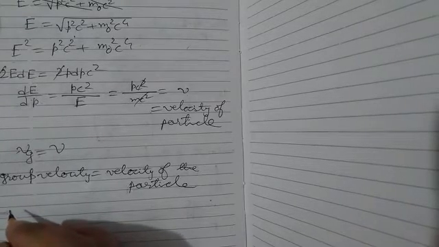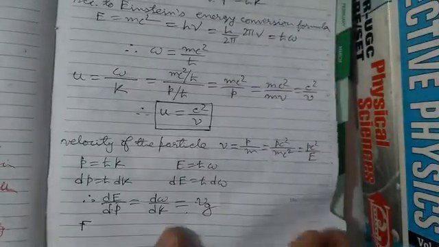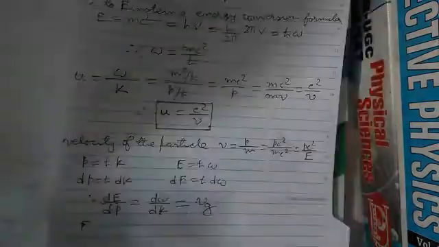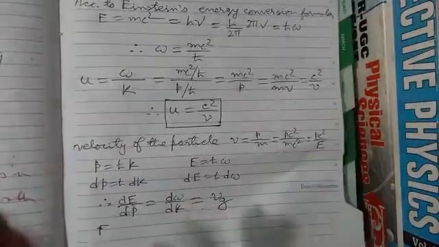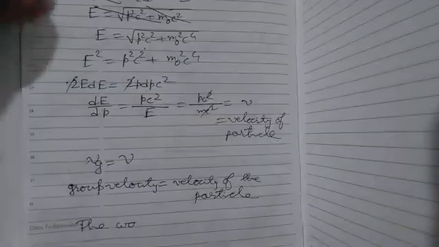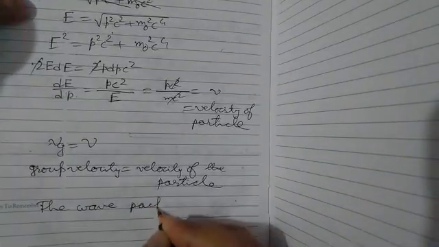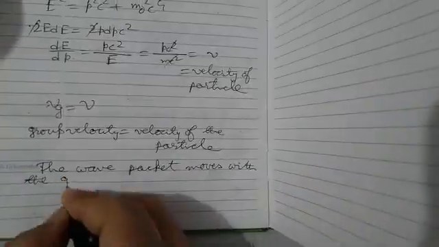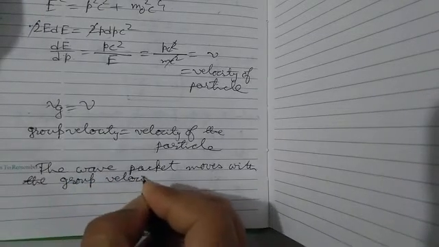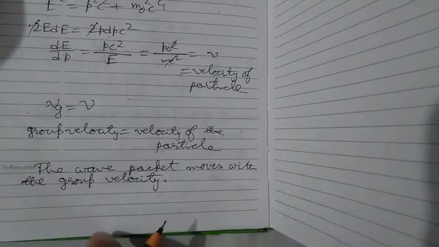So this only proves that the wave packet... Now vg is equal to the velocity of the wave packet. Particle is represented by a wave packet. So this proves that the wave packet moves with the group velocity. The velocity with which the wave packet moves is called the group velocity.